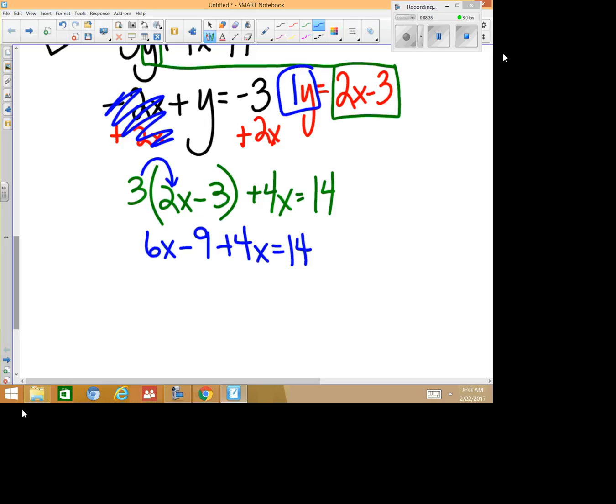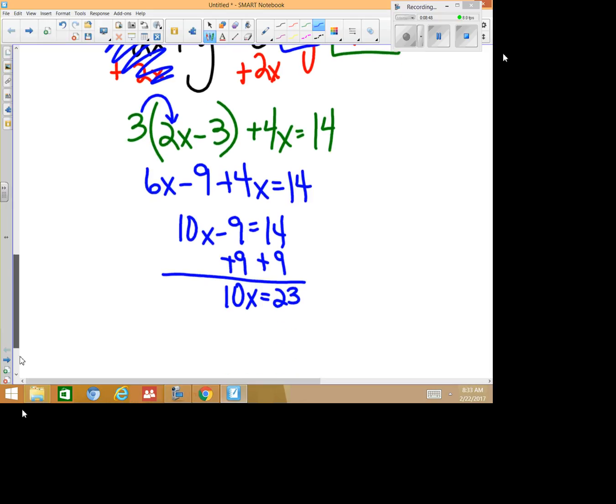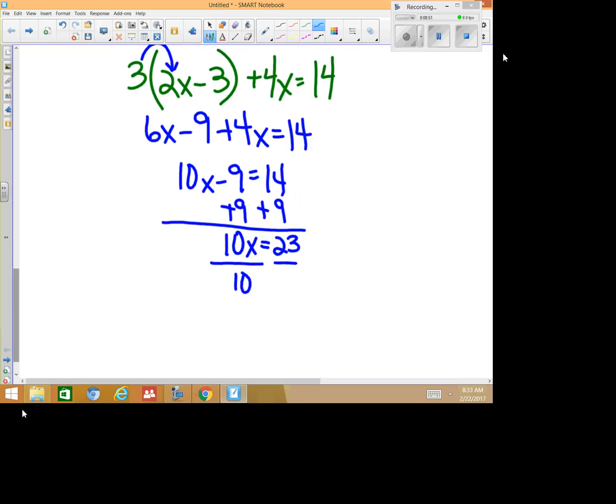So 10x minus 9 equals 14. Add 9, and divide by 10. You can leave it like this, or you can do what Grace said and convert it. I don't like leaving them over there. It confuses me. But if you just leave it like that, you just don't like it like that.